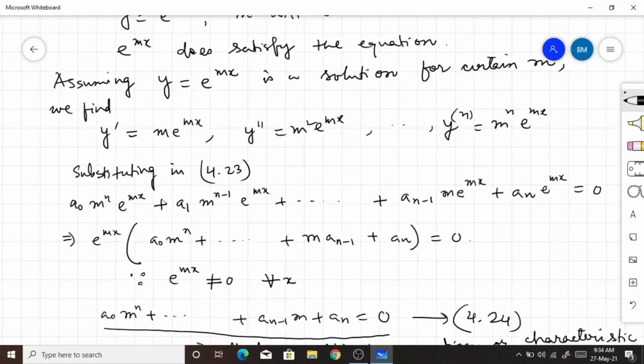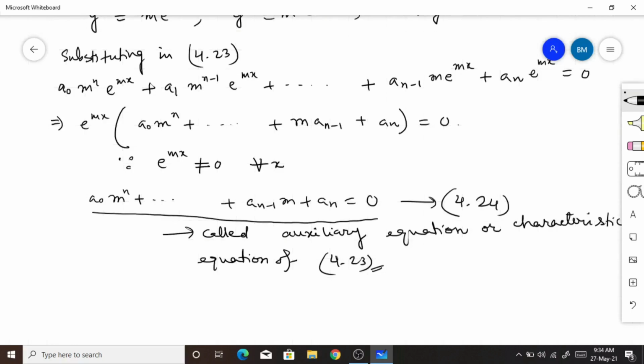So we can get the auxiliary equation just by replacing the kth order derivative in equation 4.23 by m power k. So it is simple. As 4.24 is a polynomial equation in m, if I solve this equation, I will get at the most n roots. Now it may happen that all the n roots are real and distinct.